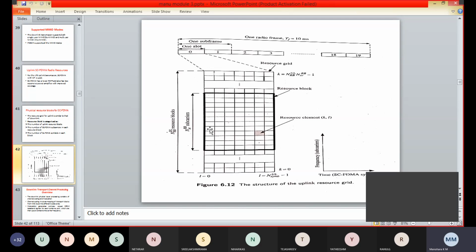So for the uplink, no antenna port is defined, as only single antenna transmission is supported in the current specifications. A PRB in the uplink is defined as N_symbol^UL consecutive SC-FDMA symbols in the time domain and N_SC^RB consecutive subcarriers in the frequency domain, corresponding to one slot in the time domain and 180 kilohertz in the frequency domain.